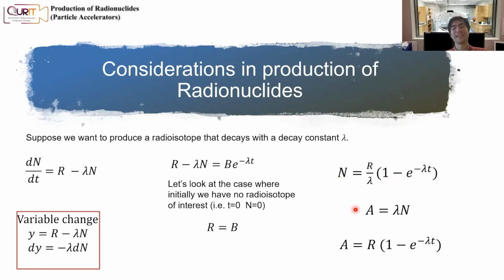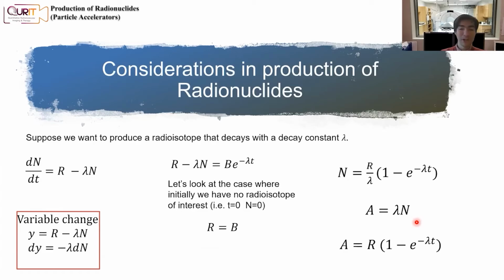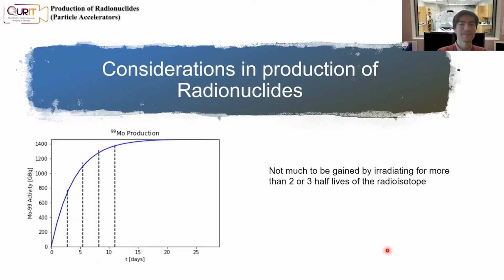Now we know that the activity, as Armand showed in the previous lecture, is related to n by lambda, that decay constant. So we can write the activity of that radioisotope of interest, if we're using a production rate R, as a function of time. It's going to follow that equation. So, well, we can plot that, and it's going to look something like this.